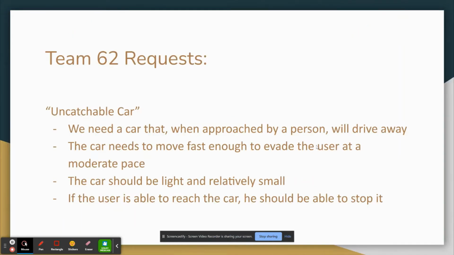So, Team 62's request was for an uncatchable car. They wanted a car that, when approached by a person, would drive away. The car needed to move fast enough to evade the user at a moderate pace. They wanted it to be light and relatively small, and if you're able to catch the car, it should stop.